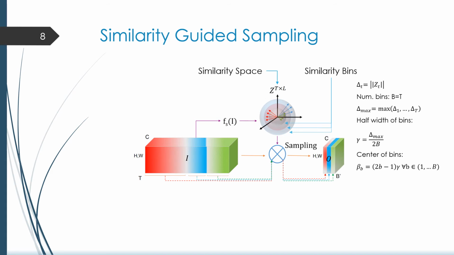We first estimate half of the width of each similarity bin, gamma, by computing the maximum magnitude, delta_max, and dividing it by the number of the desired bins. Having the width of the similarity bins, the center of each bin, beta_b, can be estimated as mentioned here.